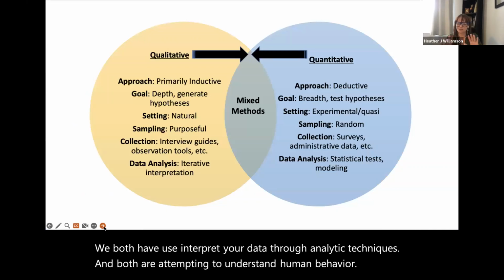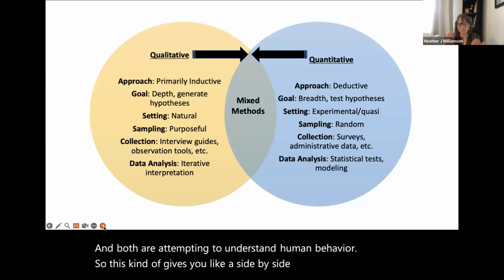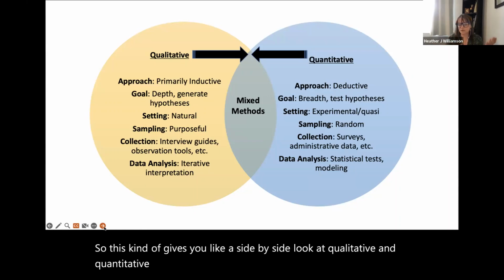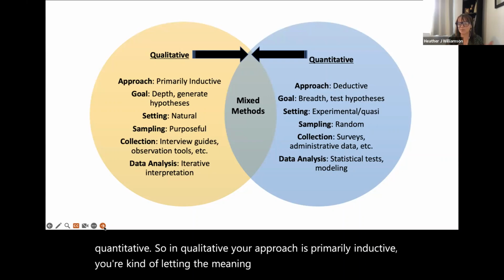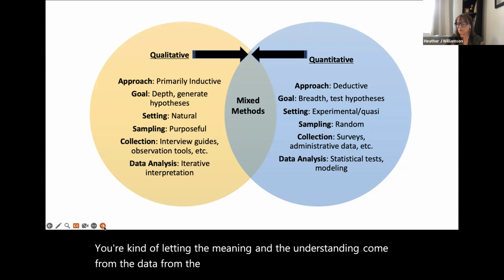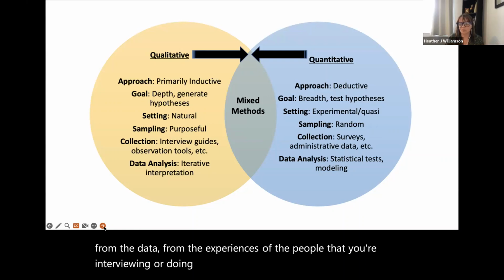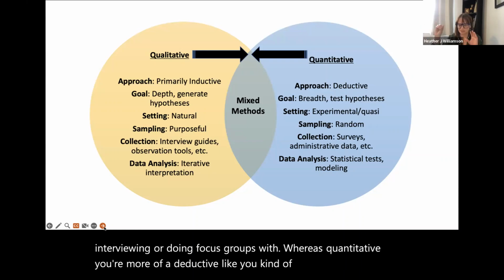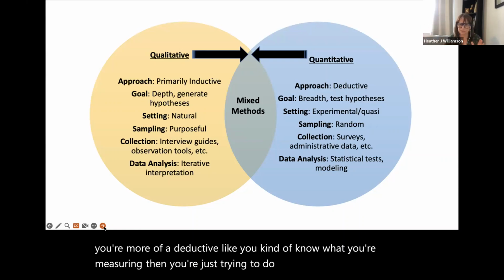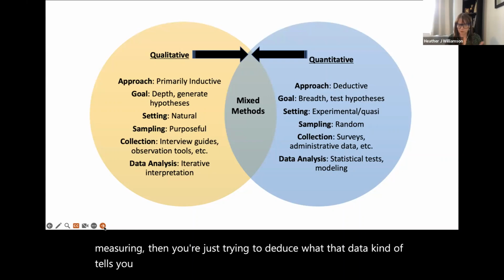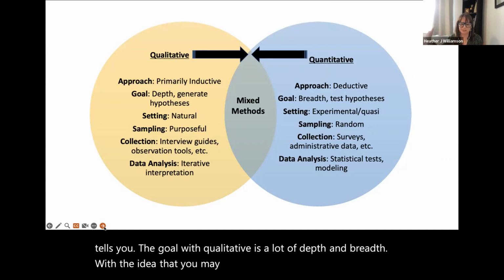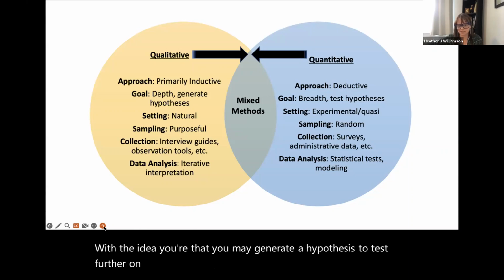So this gives you a side-by-side look at qualitative and quantitative. In qualitative, your approach is primarily inductive. You're letting the meaning and the understanding come from the data, from the experiences of the people that you're interviewing or doing focus groups with. Whereas in quantitative, you're more deductive, like you already know what you're measuring, and you're just trying to deduce what that data tells you. The goal with qualitative is a lot of depth and breadth, with the idea that you may generate a hypothesis to test further on in a quantitative study.